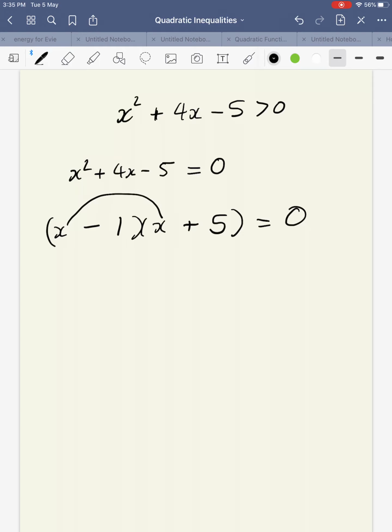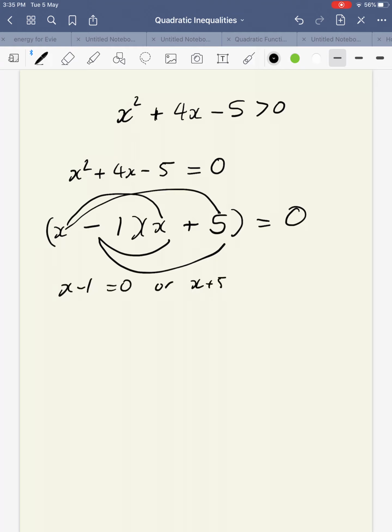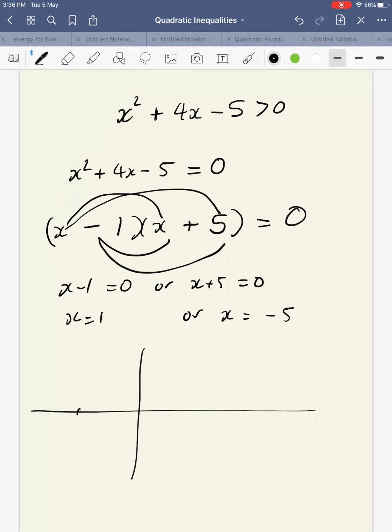That would be x squared. That would be plus 5x. Minus 1x would give plus 4x, that's correct, yeah? And then minus 1 times positive 5 would be negative 5, so that would work. So now we've got x minus 1 equals 0, or x plus 5 equals 0, so x equals 1, or x equals negative 5. Go ahead and draw the graph.